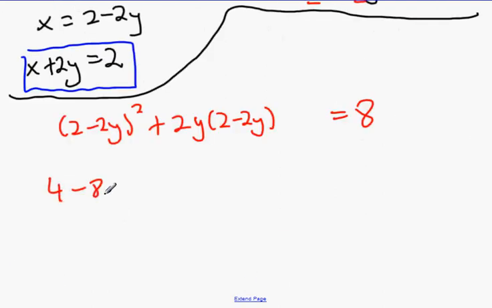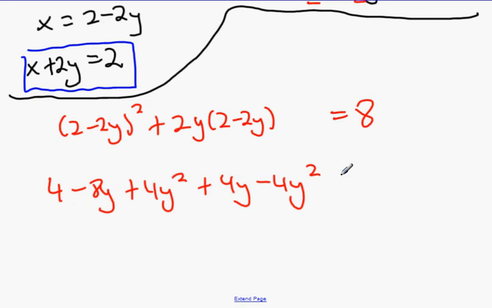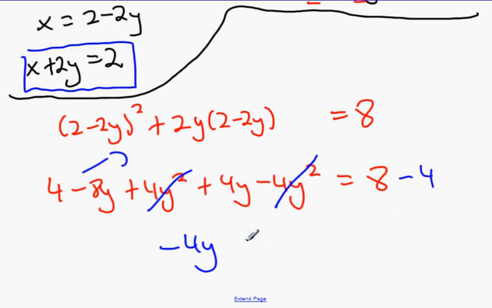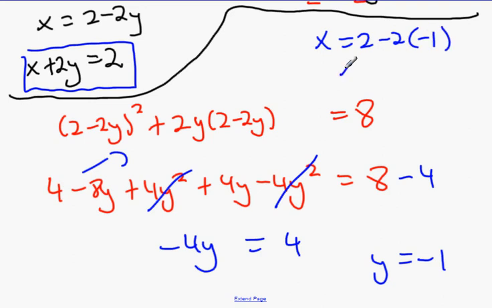I get 4 minus 8y plus 4y squared plus 4y minus 4y squared equals 8. Then what's going to happen here is the 4y squares cancel. I'm going to get minus 4y, bring the 4 over the other side, 8 minus 4. Minus 4y equals 4, y equals minus 1. If y equals minus 1, then x equals 2 plus 2, x equals 4. I actually did that one yesterday, I remember doing it.